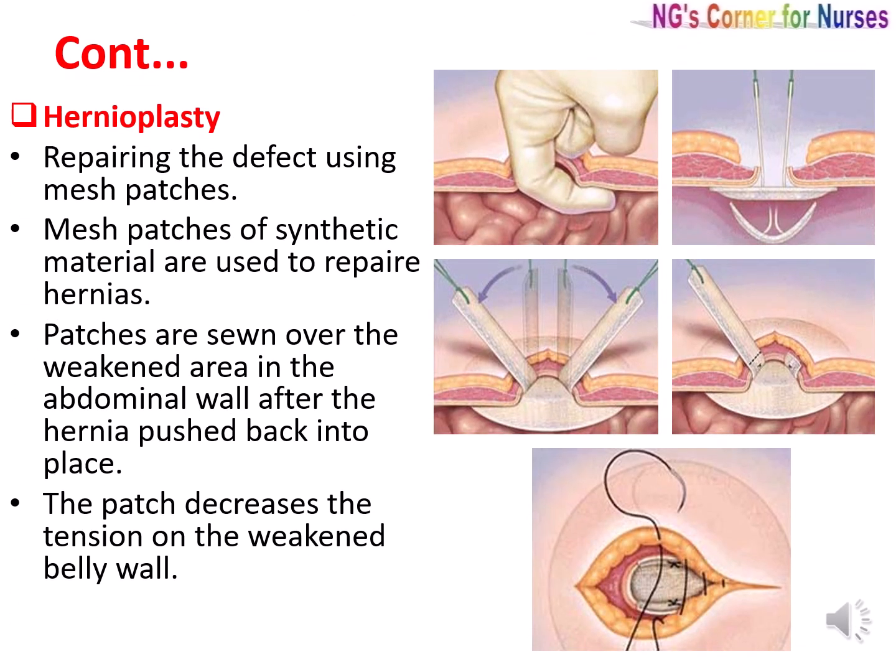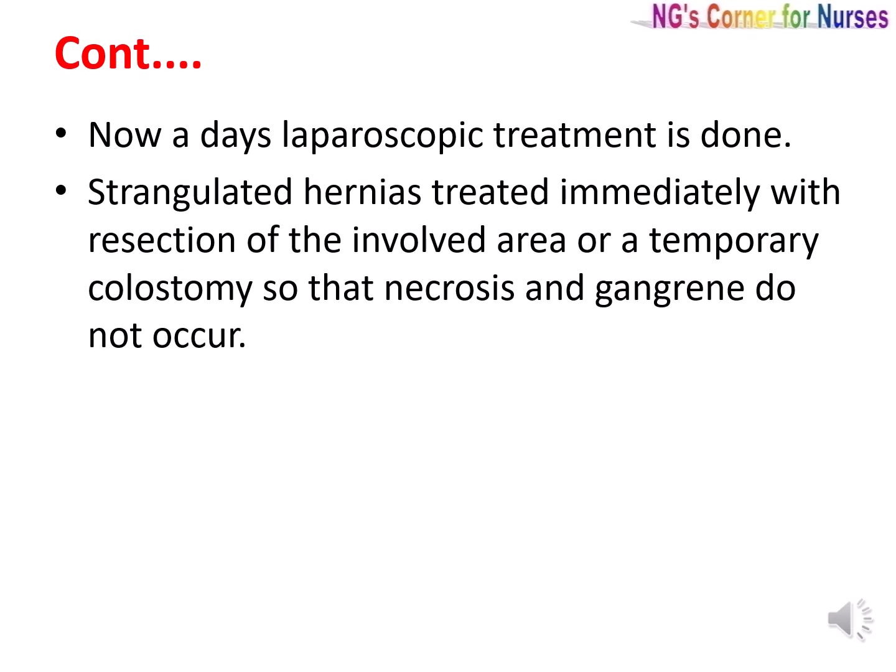Next is hernioplasty, repairing the defect using mesh patches. Mesh patches of synthetic material are used to repair hernias. Patches are sewn over the weakened area in the abdominal wall after the hernia is pushed back into place, and the patch decreases the tension on the weakened belly wall. Nowadays, laparoscopic treatment is also done, and strangulated hernias are treated immediately with resection of the involved area or a temporary colostomy so that necrosis and gangrene do not occur.